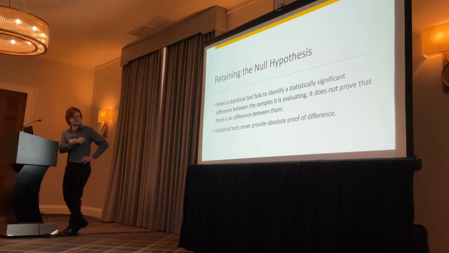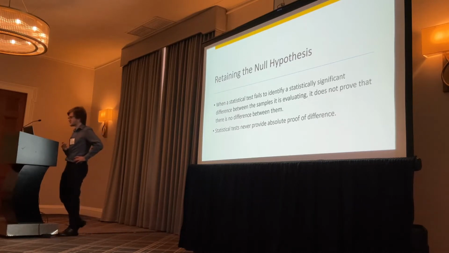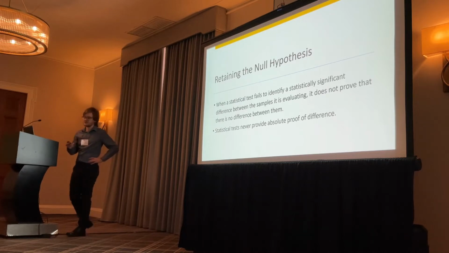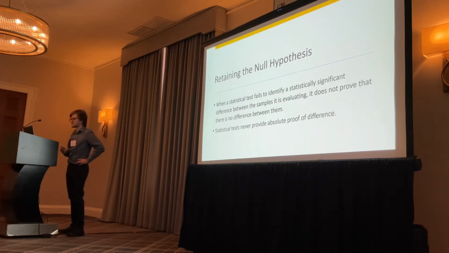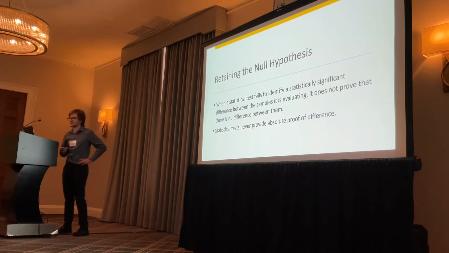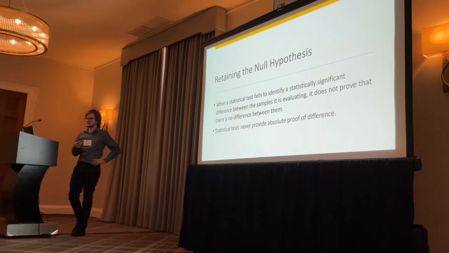So one thing about retaining the null hypothesis, which is that basically when a statistical test fails to identify a difference between the two samples it's evaluating, or many samples it can be evaluating, this isn't proof that there's no difference between those samples. It's just a failure to identify a difference. So it remains possible that there is a difference. We just need to find it in another way.